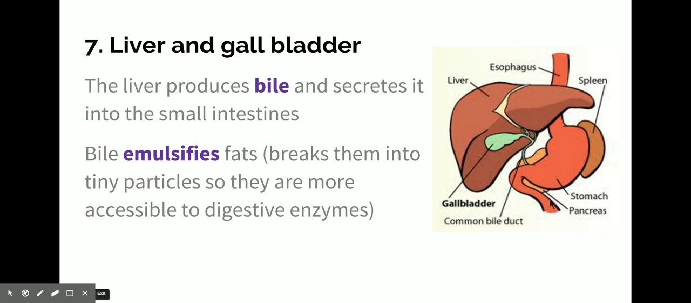So the liver and gallbladder, these are accessory organs. So remember, accessory organs are organs that don't actually touch any of the partially digested food. They're basically there to assist the process of digestion. And they do this by secreting chemicals and enzymes into the digestive tract or the GI tract to help with the process. So the liver produces bile, and it's going to secrete it into the small intestines. Bile is going to emulsify fats, which means break them up into tiny parts so they're more accessible to digestive enzymes. So it's going to help separate those glycerols and those fatty acid chains. That's what bile does.